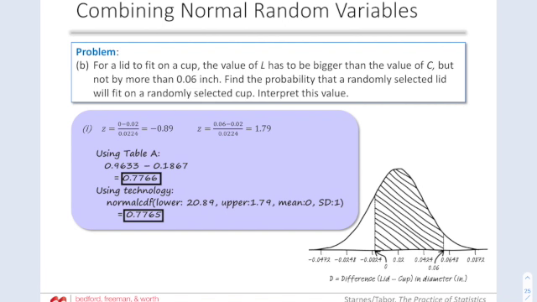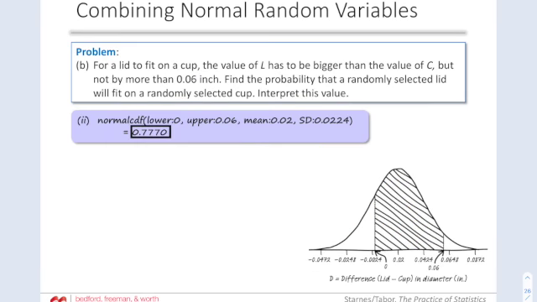So finding the difference. So the standardized score for 0, meaning it's the exact same, and then 0.06, it's no more than that. So finding the area under the curve, finding their z-scores, and looking at the table or using your calculator. Here, these are using the standardized scores. This right here should be negative 0.89. Or you can use their actual values, 0, 0.06, and then fill in the mean, 0.02, and standard deviation, 0.0224. Again, it's going to give us the same value of 0.7765.